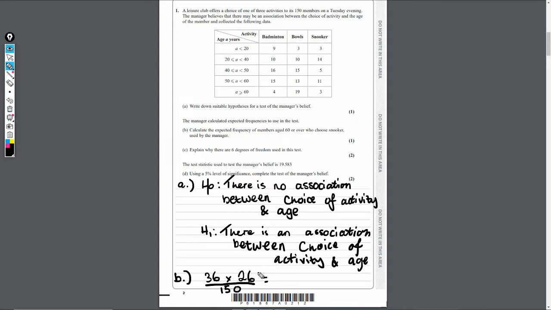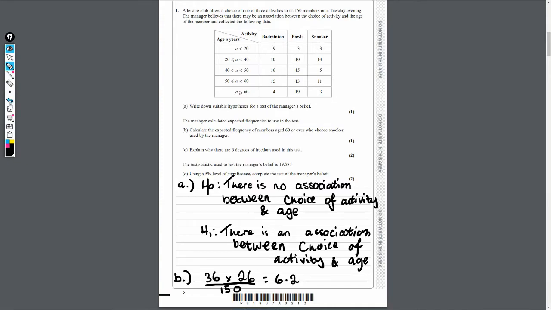Okay, plug all this in on your calculator, and what you'll get is 3.6. Oh, sorry, you'll get 6.24. I've accidentally copied down the wrong one, that's for the next part. So you get 6.24. I'm jumping the gun. So that's the expected frequency of members aged 60 or over who choose snooker.